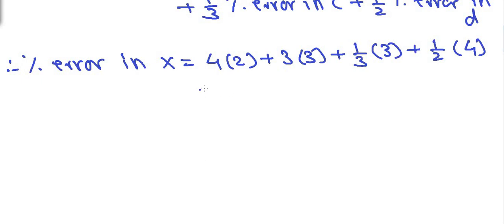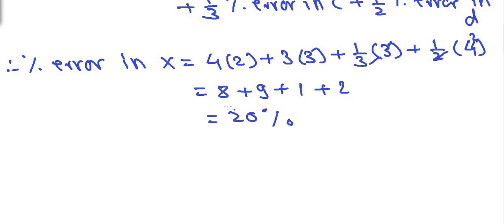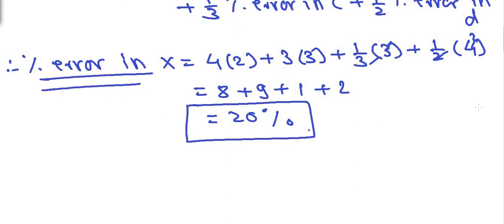Now let us go for the calculation. 4 2s are 8, 3 3s are 9. This 3 got cancelled, so we are left with 1, plus 2 2s are 4, plus 2. That is equal to 20%. So 20% is the final answer, the percentage error in the measurement of x.